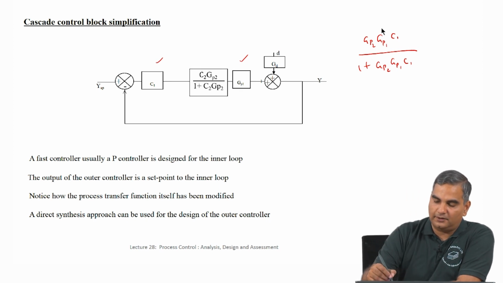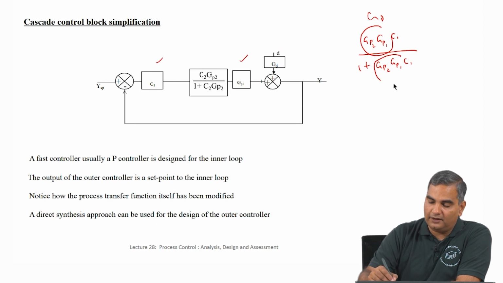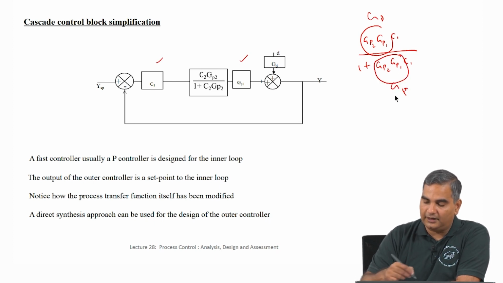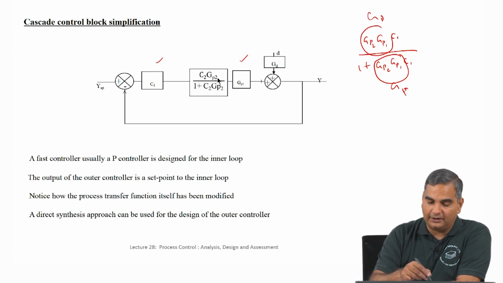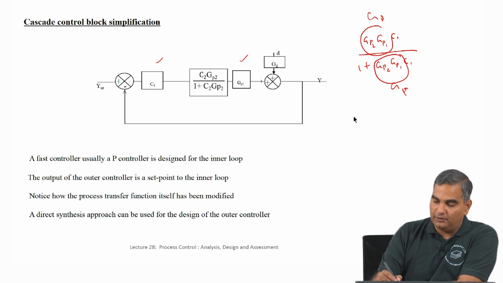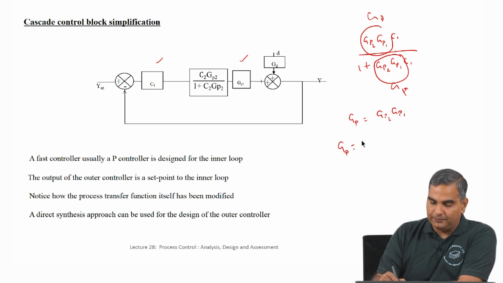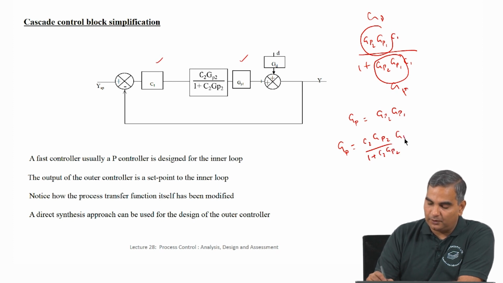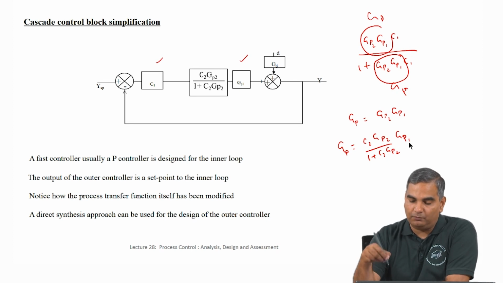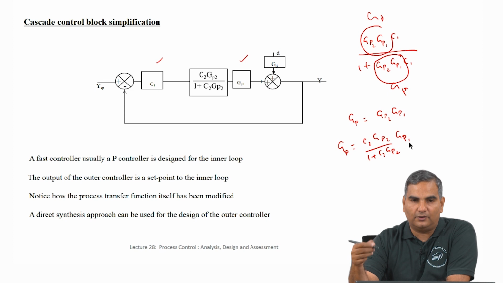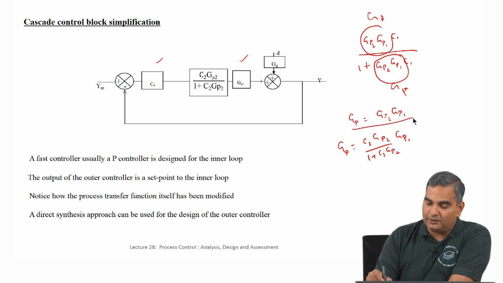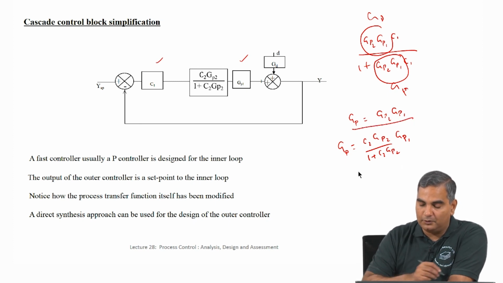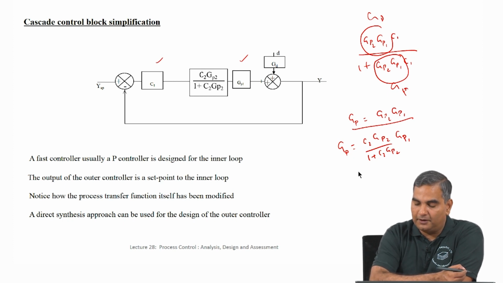What do I do? Originally this was GP. Now, because I got that extra measurement, this GP has been converted. Initially GP was GP2 GP1. Now, because of the cascade controller, this GP has become C2 GP2 divided by 1 plus C2 GP2, times GP1. We started by saying that when I have GPC by 1 plus GPC and I found the best controller and still I am unhappy with the performance, then the only thing I can do is change GP.